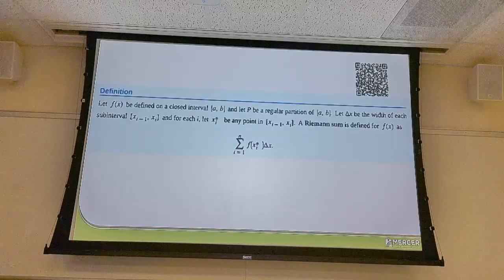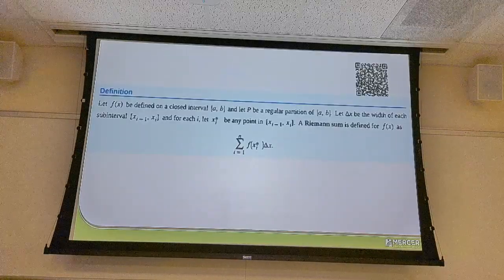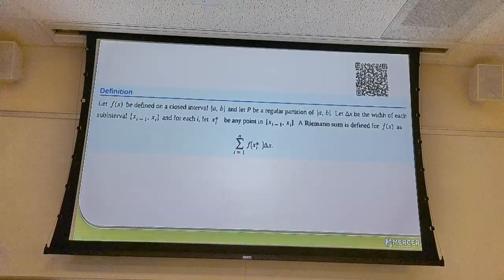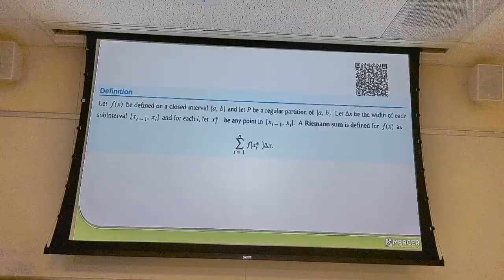I love Riemann sums. So I'm going to adjust this a little bit.